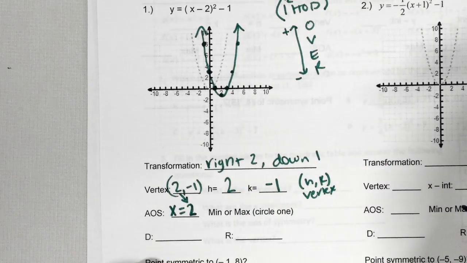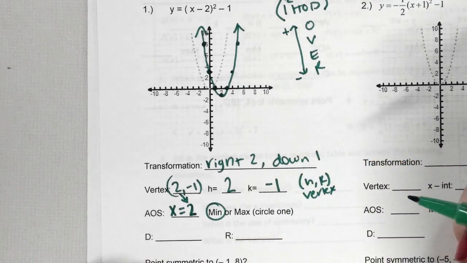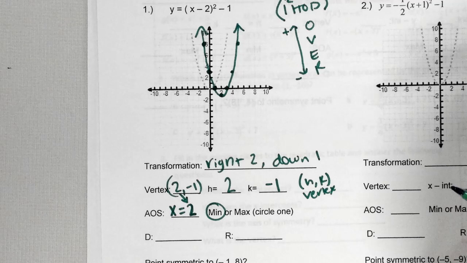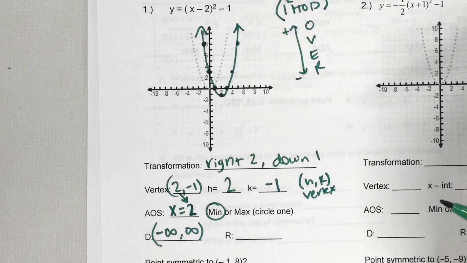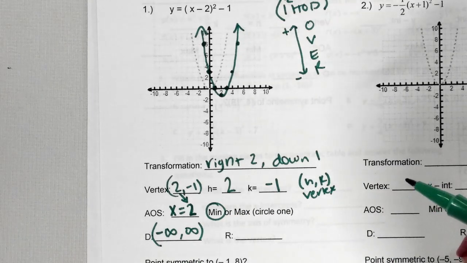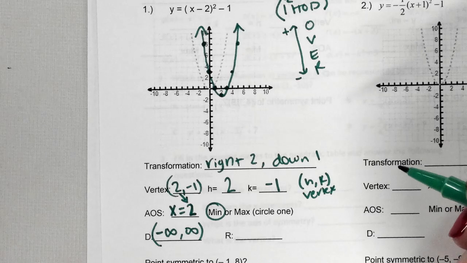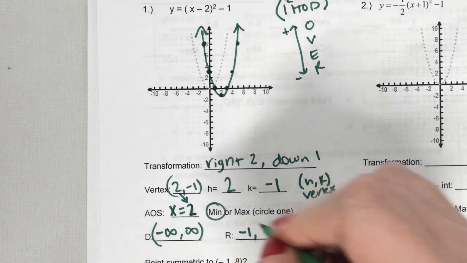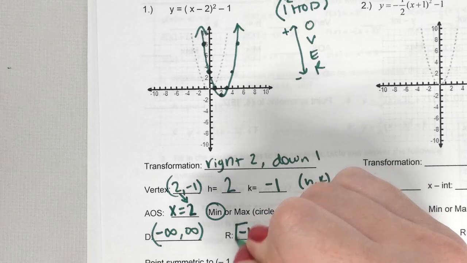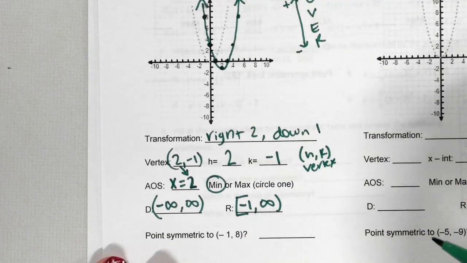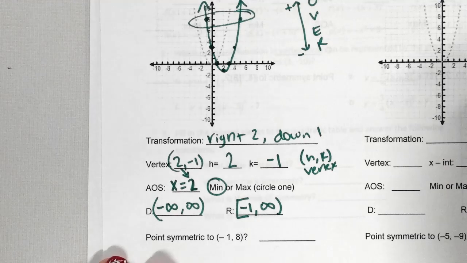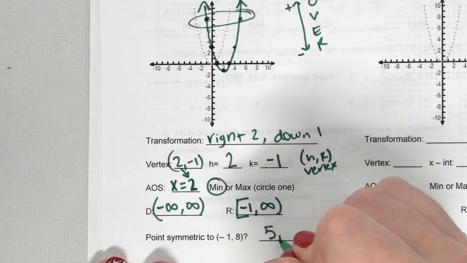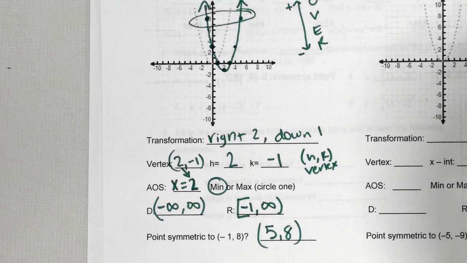Is it a minimum or a maximum? What's my domain? We said -infinity to positive infinity every single time with quadratics. Now my range changes a little bit. What's the lowest this graph goes? And what's the highest it goes? Infinity. It goes up forever. And remember, your number gets a square bracket. And what point is symmetric to -1, 8? 5, 8. Pretty basic, yes?